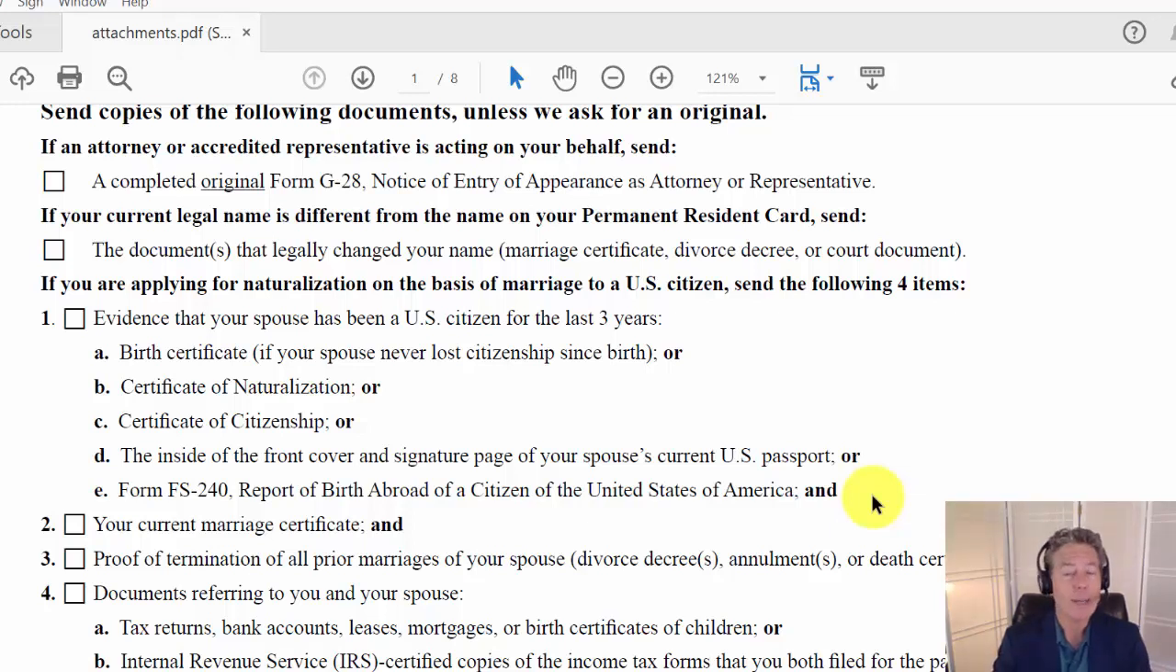So this is important. Don't get your application kicked back. You're going for 3 years. You want to speed it up, and you don't show proof that you're married to a U.S. citizen, proving they're a U.S. citizen. Don't do it. Send in proof of that.